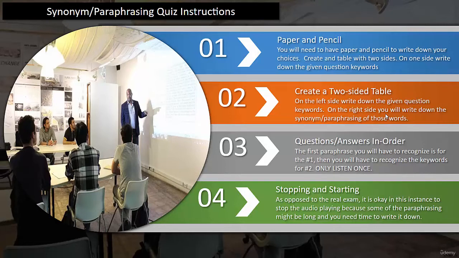The questions and answers are going to go in order. Just like on the listening exam, you're going to hear the synonym or paraphrasing language for question number 1 first, then number 2, 3, 4, and 5. Keep in mind, we're not answering questions. That's not the goal of this exercise. We're working on our ability to recognize when we hear synonyms, to recognize when we hear paraphrasing. That's what we're working on, everybody.